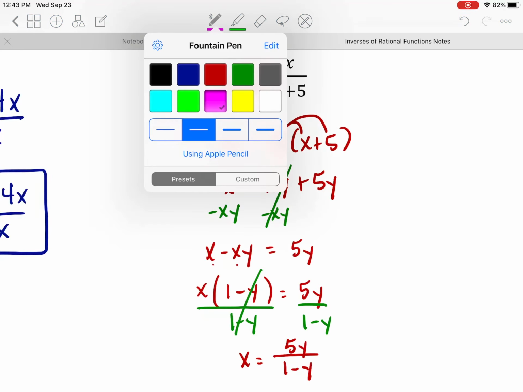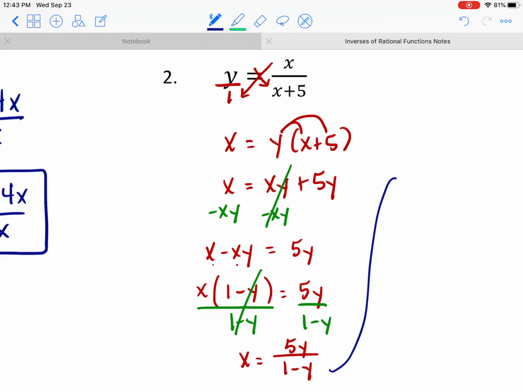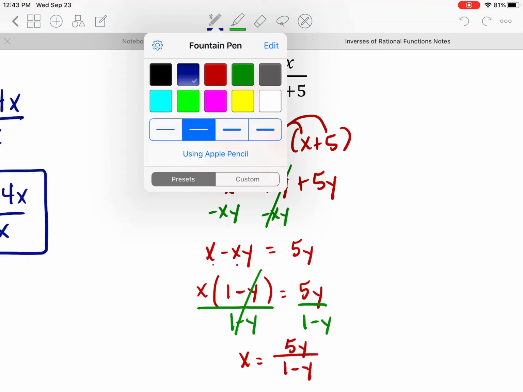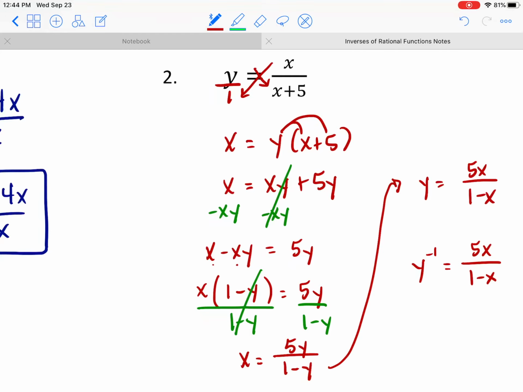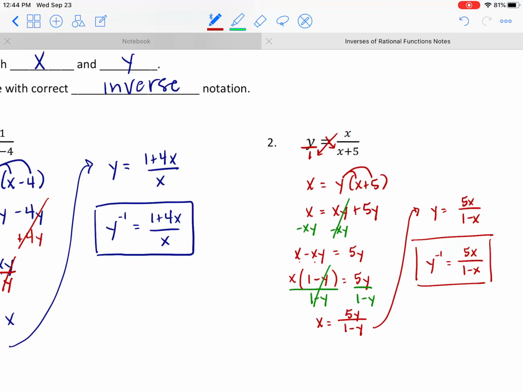Now let's finish getting our inverse here. We're putting this in the proper form, so we're going to switch x and y. So I'm going to make this y equals 5x over 1 minus x, and then I want to call it the inverse. So y inverse is 5x over 1 minus x. And that is my inverse function.